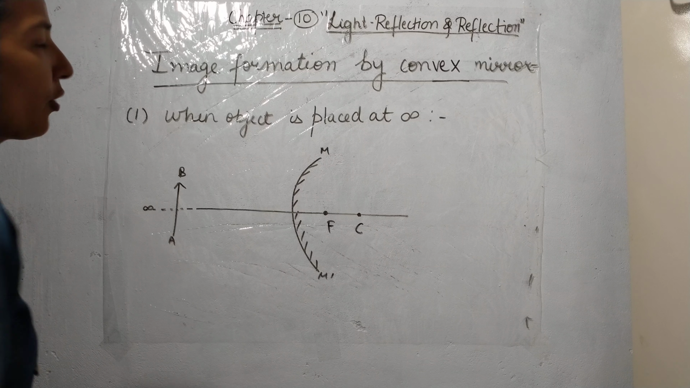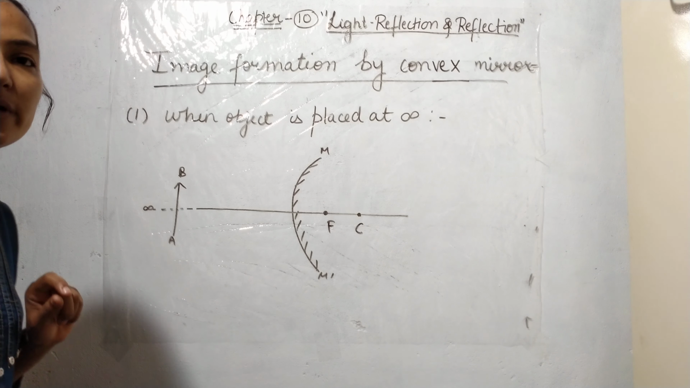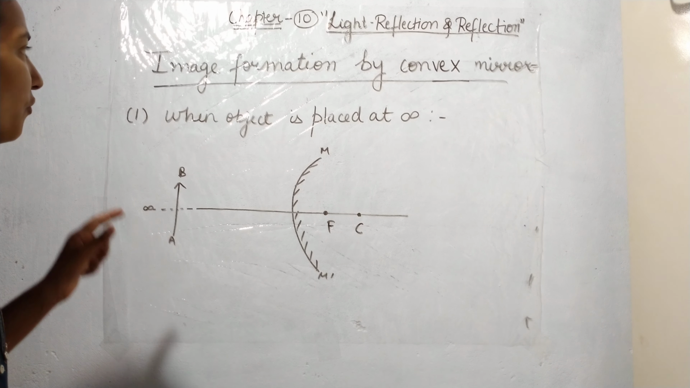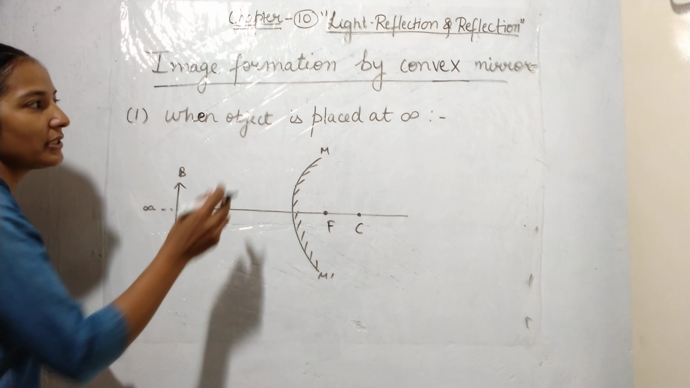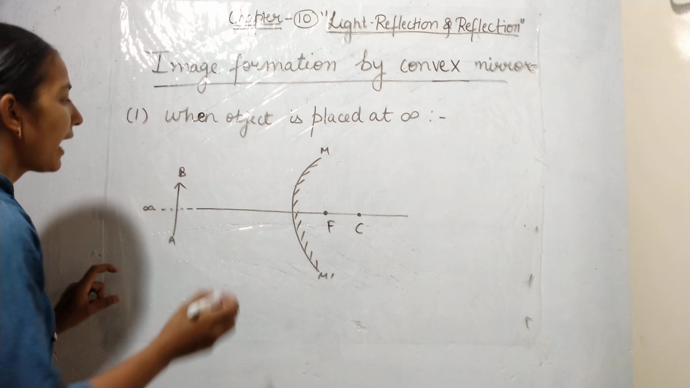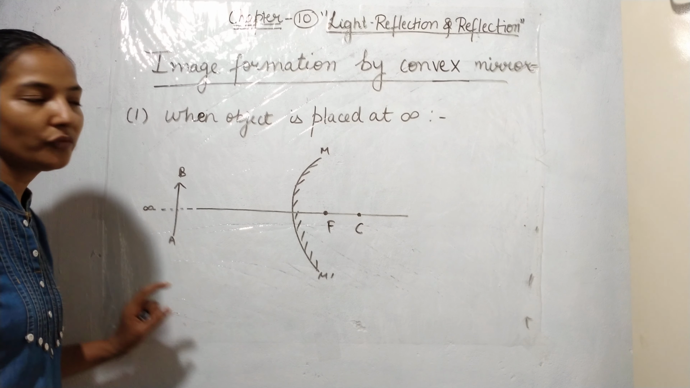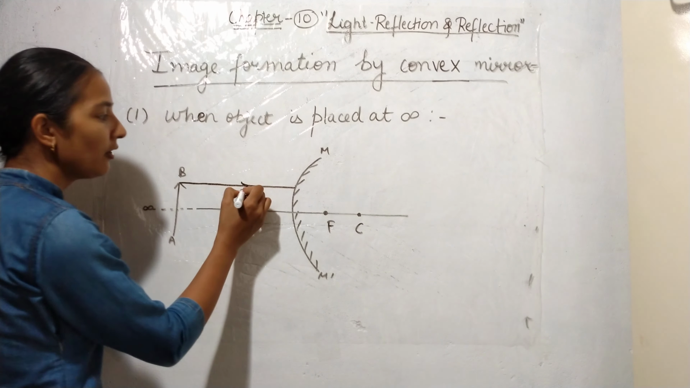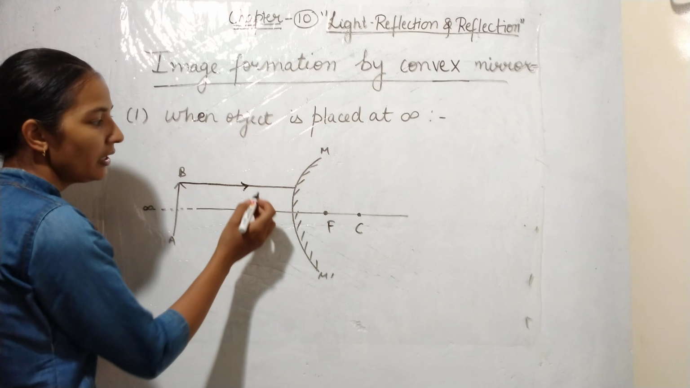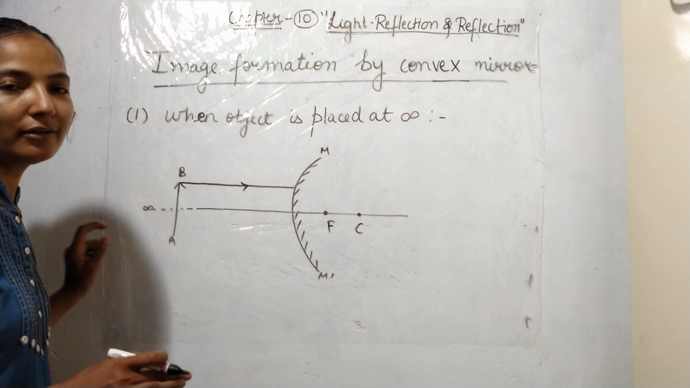Now let's discuss the image formation by a convex mirror. There are two cases we will discuss. Number one is when the object is placed at infinity. Whenever the object is placed at infinity, we know that only parallel rays will move towards the mirror. So from the object, the parallel rays will move towards the mirror. This is the incident ray, and the ray cannot enter inside the mirror.